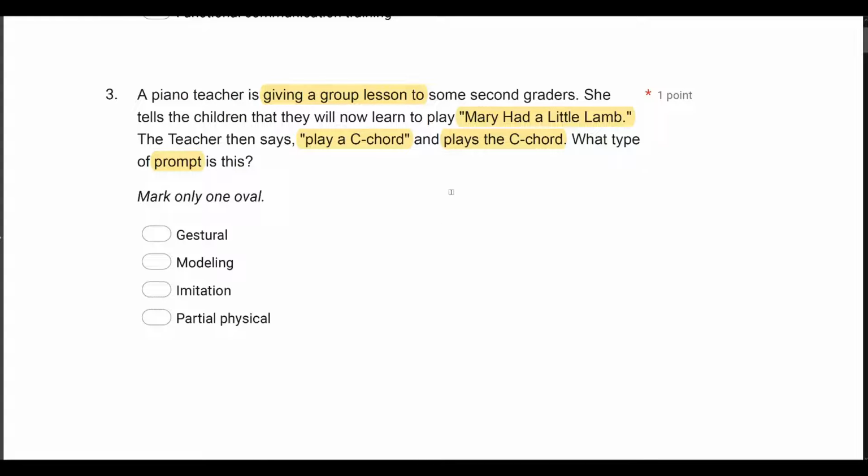And it's not a partial physical. She's not physically engaging in the activity with the second graders, right? She's simply modeling what she wants. I say, touch green, and then I model touching green. Teacher says, play a C chord, models playing the C chord. Ideally, the response will be the second graders play that C chord. So what type of prompt is this? Well, modeling.